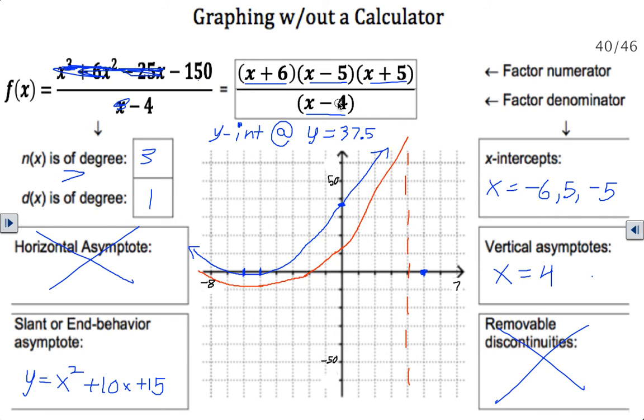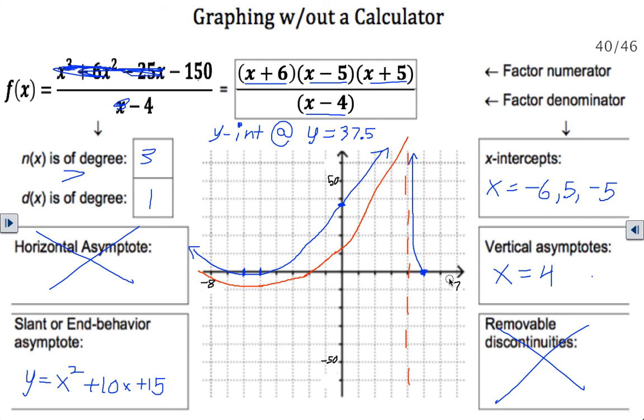3.5 minus 4 gives you a -0.5. So you have a negative divided by a negative, so you're going to have a positive. So between here and this asymptote, you're going to be above the x-axis. So your graph is going to go like this, okay?